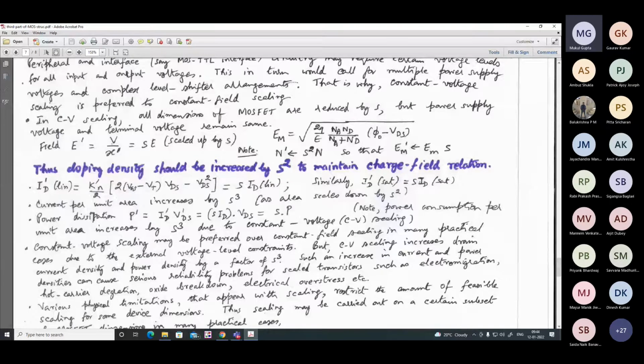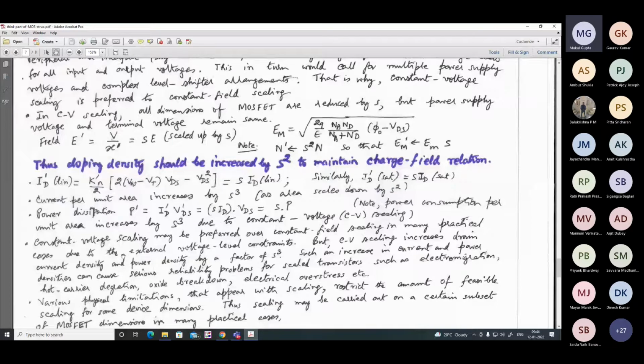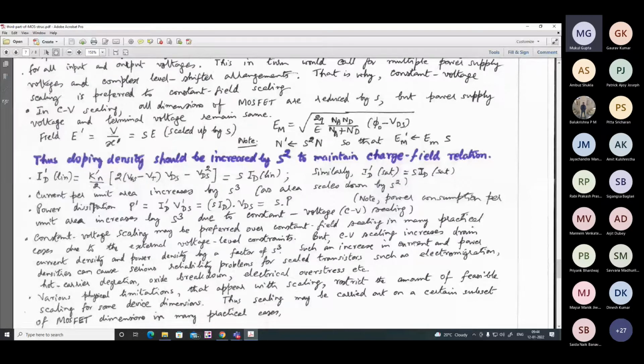In practical cases, the external voltage level is kept constant. But constant voltage scaling increases drain current density and power density by a factor of s to the power 3. Such an increase in current and power can cause serious reliability problems for scaled transistors. Electromigration, we just briefly saw, is related to this. Here we see that the current will increase with the constant voltage scaling. So if current increases, the current density will also increase.